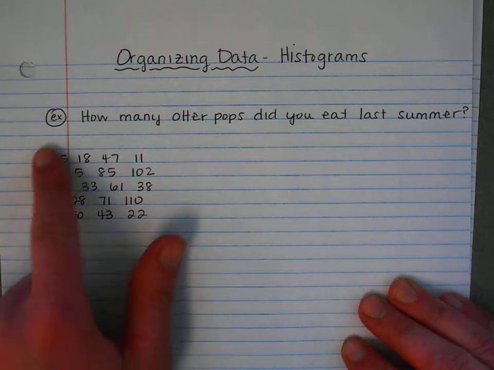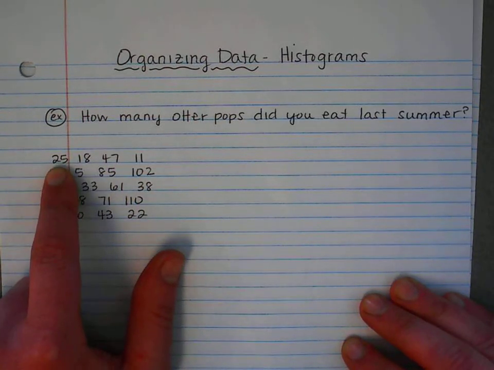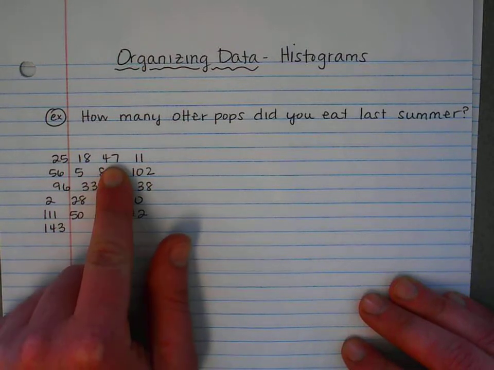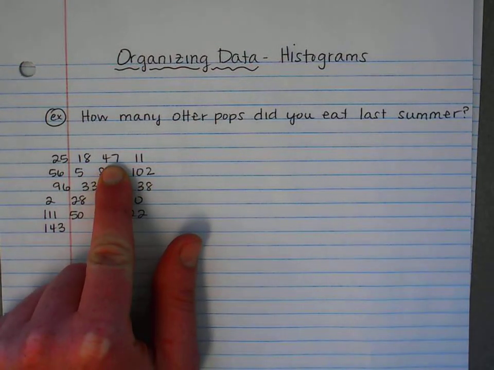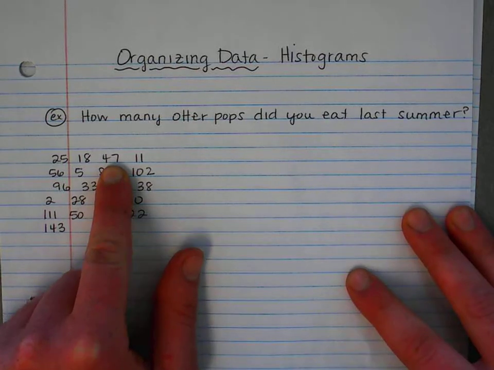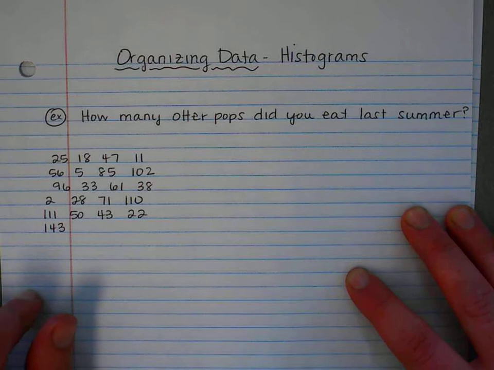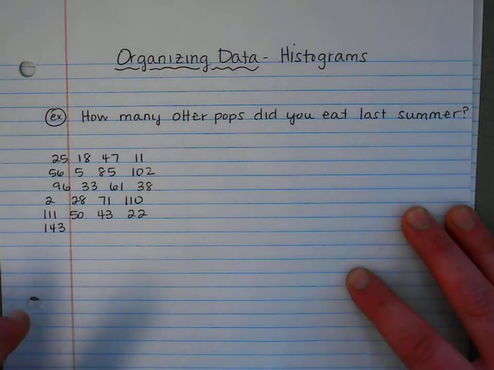So one student said, I ate 25 last summer. One student said, I only ate 18. One student said, I ate 47 otter pops, and so on and so on. So here's all my responses. Now, if you notice, it would be rather difficult to do a dot plot.